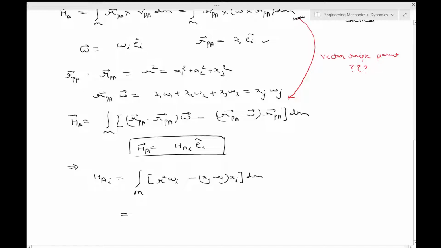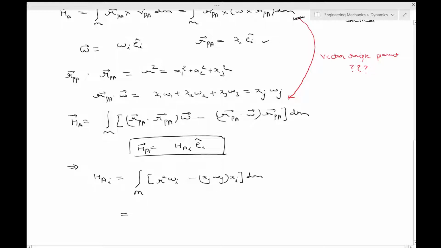Okay, because this RPA dot RPA is actually equal to R square. And omega will be a vector, so that is true. Now RPA dot omega will be xj omega j, and then you have RPA, which is xi. So the ith component of this can be written in this form.